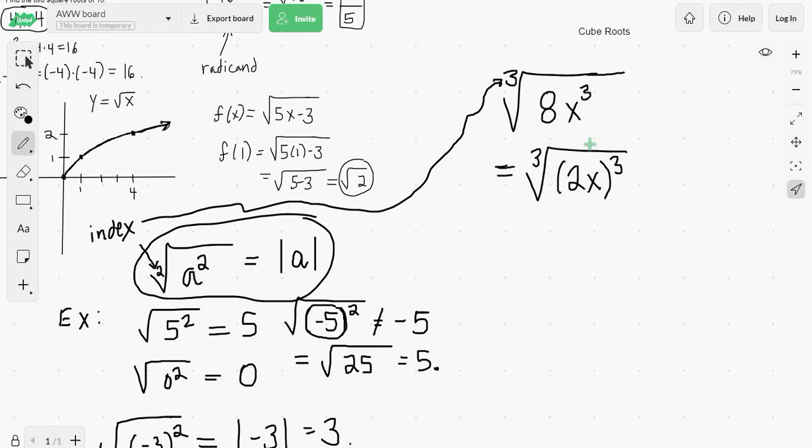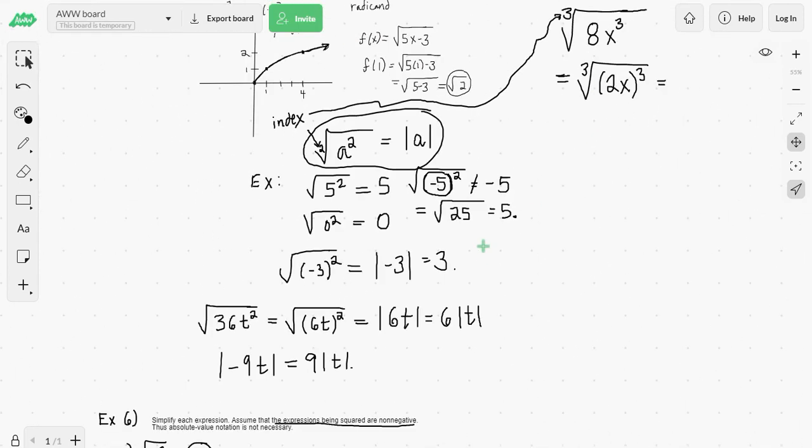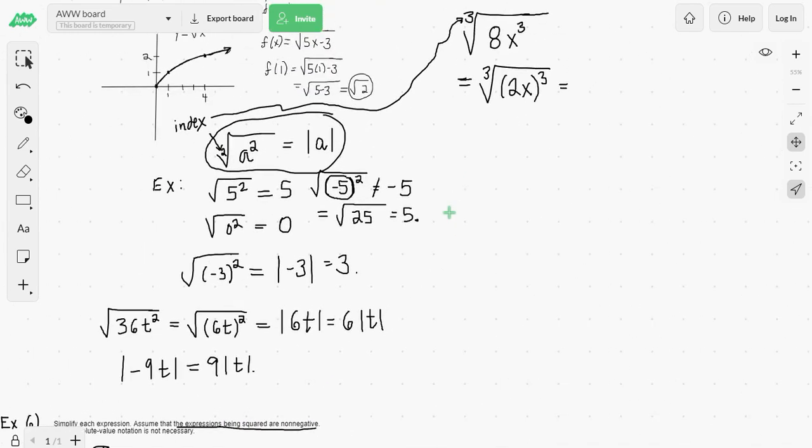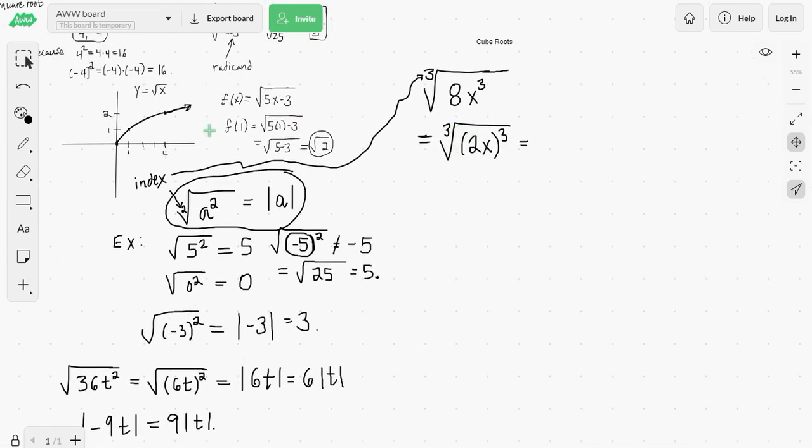8x cubed is the same thing as 2x quantity cubed. And very nicely, just like when we assumed, when we were working with squares down here, that the expressions being squared are non-negative, just like in that case, when you're taking the cube root of something, you can really just cancel things out like you would expect. You can just get 2x. The cube root of something cubed is just that thing. It's just 2x.